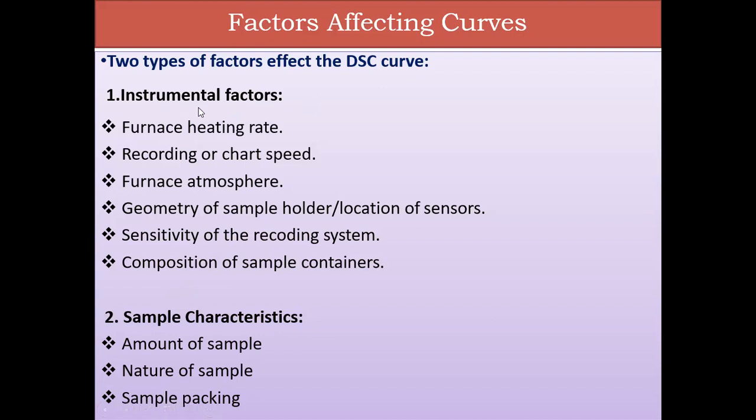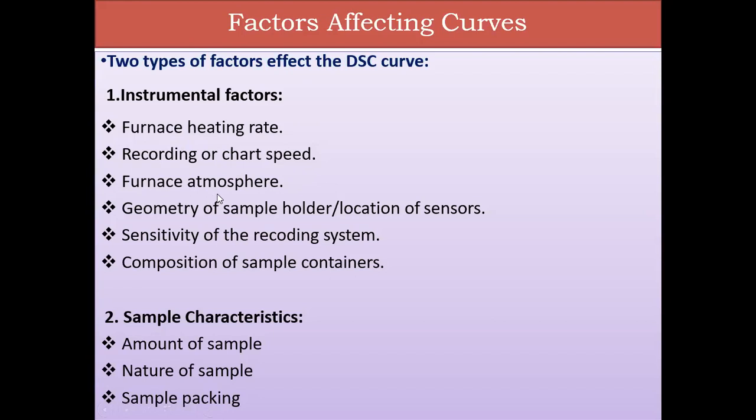So coming to the instrumentation factors, your furnace heating rate. We already have a fixed heating rate that should be passed into your sample. So if it is not carried out properly, again it's a problem. And recording or chart speed: if your recording device or your chart speed is not set properly, again the curve may not be obtained properly.